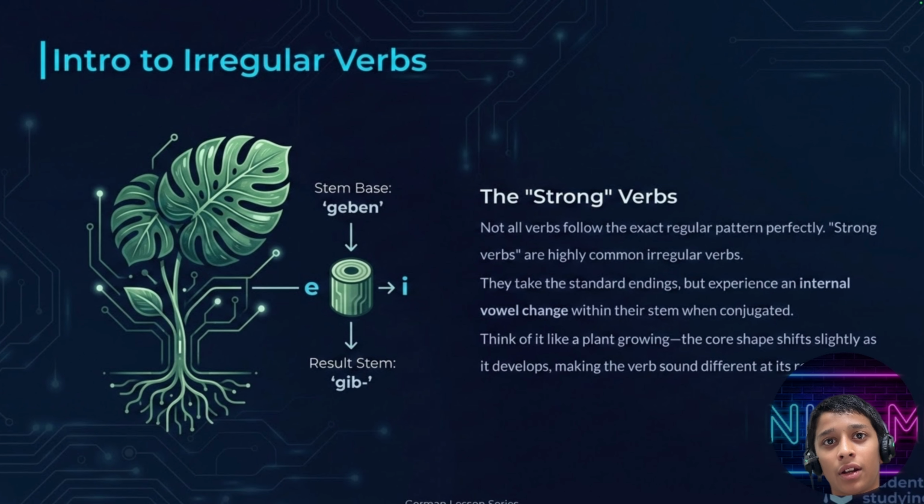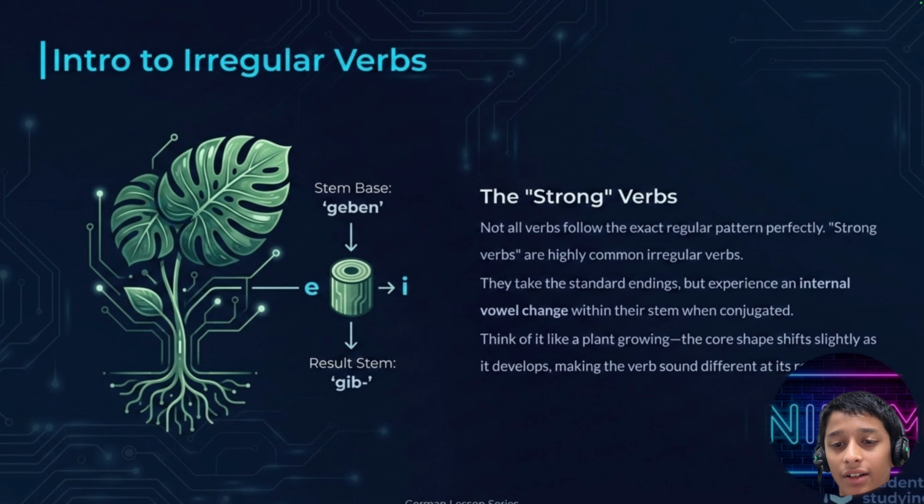Now, not all verbs follow the regular pattern perfectly. Strong verbs are a category of highly common irregular verbs. They retain the standard endings but undergo an internal vowel change in the stem during conjugation. The example on screen is geben, to give. The base stem is geb, but in certain forms the E changes to I, pronounced gib. This internal shift can seem arbitrary at first, but it follows predictable patterns grouped by vowel change. More importantly, the shift is limited in scope, meaning it does not apply to all forms of the verb.